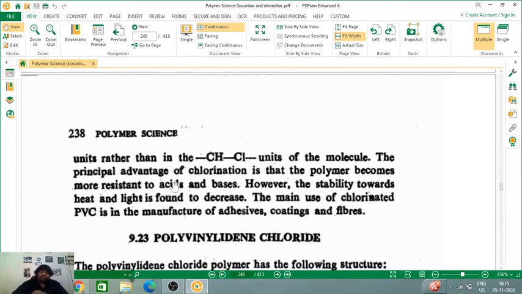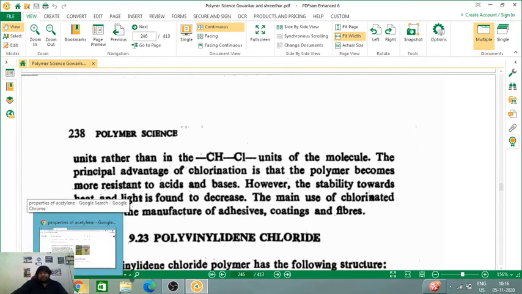The principal advantage of chlorination is that the polymer becomes more resistant to acids and bases. However, the stability towards heat and light is found to decrease. The main use of chlorinated PVC is in the manufacture of adhesives, coatings and fibers. So this is all regarding PVC.